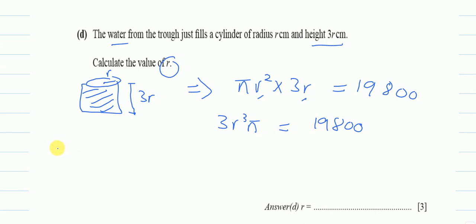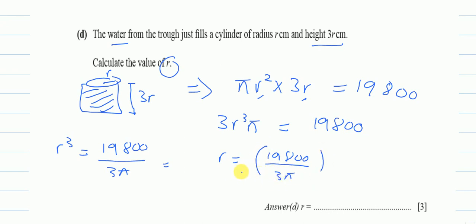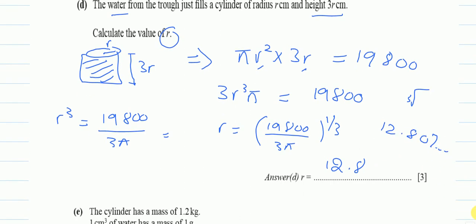What I will have is r cubed equals 19800 over 3 pi. They were being multiplied, here they will be divided. And the final step will be r equals the cube root of 19800 over 3 pi. There are two ways, either you can use the power of 1 over 3, or you can use the cube root sign. You will get exactly the same answer, don't worry about that. I think you will get 12.8 to 3 significant figures. It was 12.807 and something, so you can say this is your final answer in 3 significant figures.